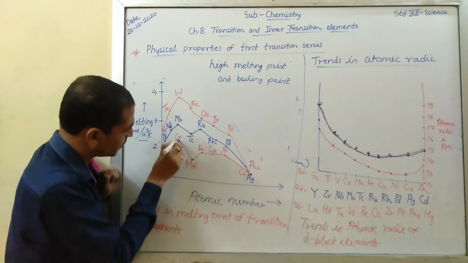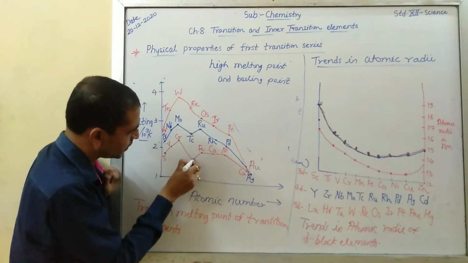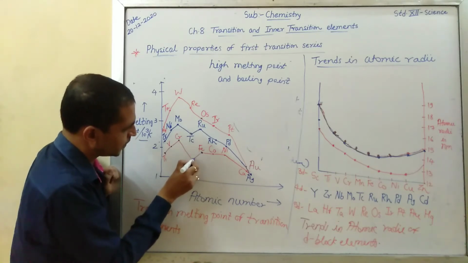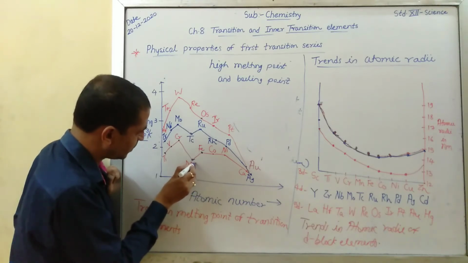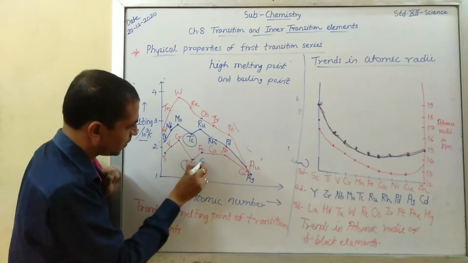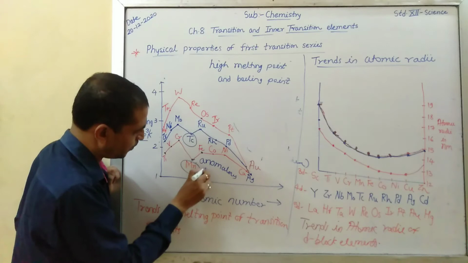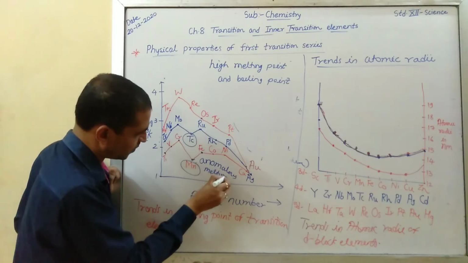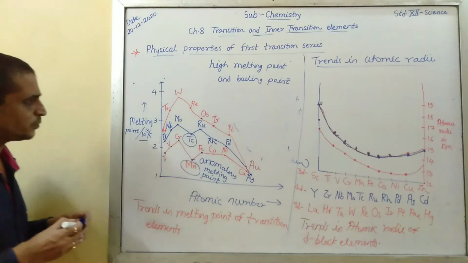Up to manganese, the melting point goes on decreasing and again increases up to Fe. This means Mn and Tc show anomalous melting point. Remember this point. They show anomalous melting point.